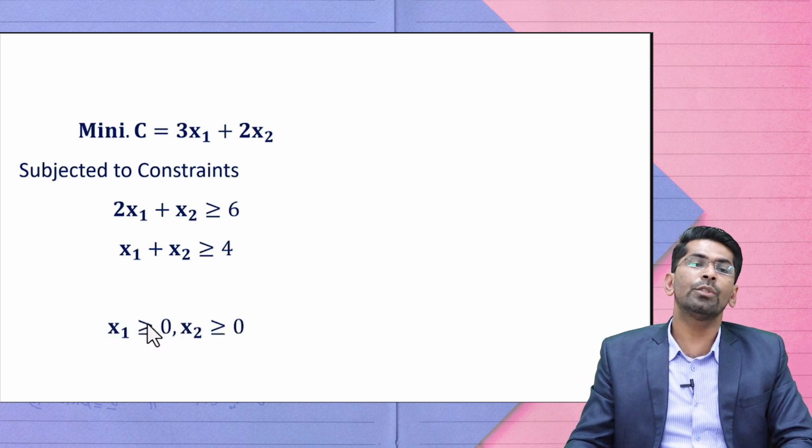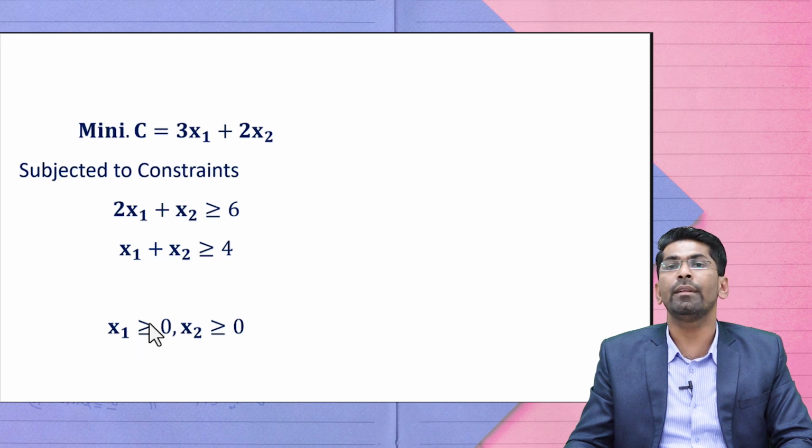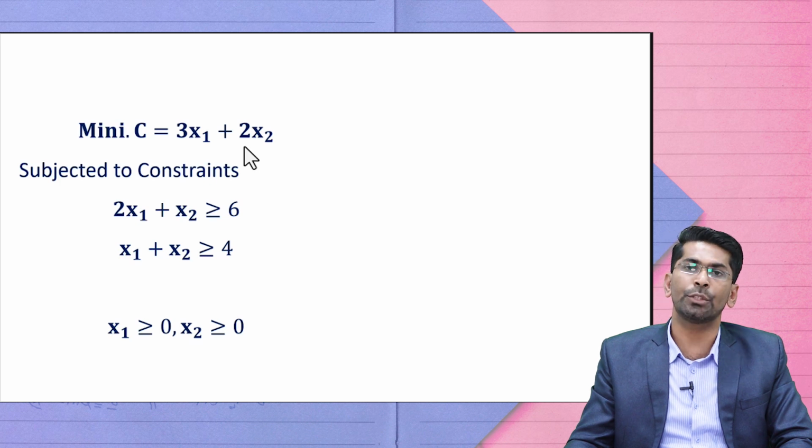Then we are also specifying that the variables x1 and x2 are greater than or equal to 0. So, we have a minimization problem here, and we are going to convert the minimization problem into the maximization problem. For that particular case, we are going to consider the dual of the minimization problem. We know how to formulate the dual from the given primal problem. This particular minimization of cost problem is considered as the primal problem. Now, we are going to find its dual.